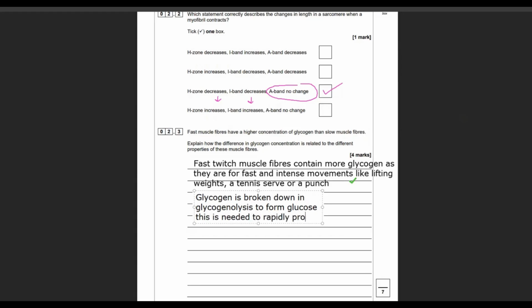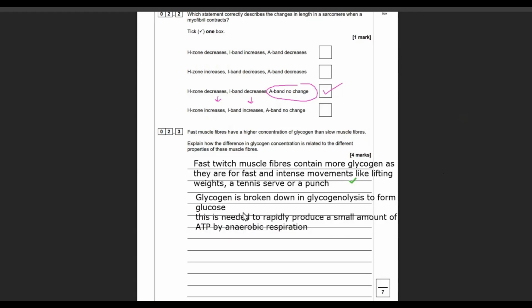Now, why would you need lots of glucose? This means you can rapidly produce energy by anaerobic respiration. There's no need to wait for oxygen to be delivered by the blood to the muscles. You can produce energy straight away. Now, it's only a small amount of energy because it's anaerobic respiration, and you're only going to make a small amount of ATP, but it's that little bit of extra energy you need.